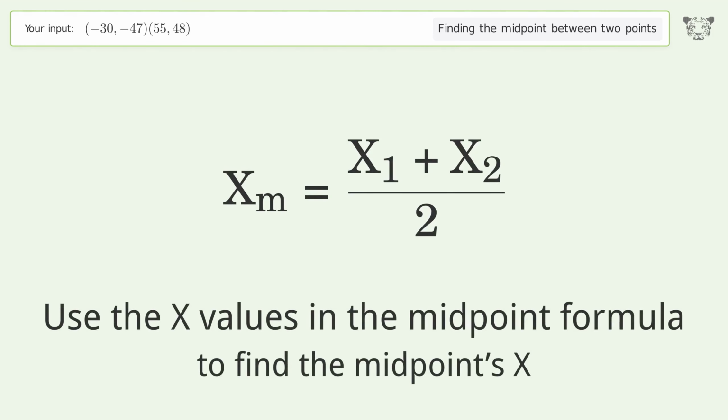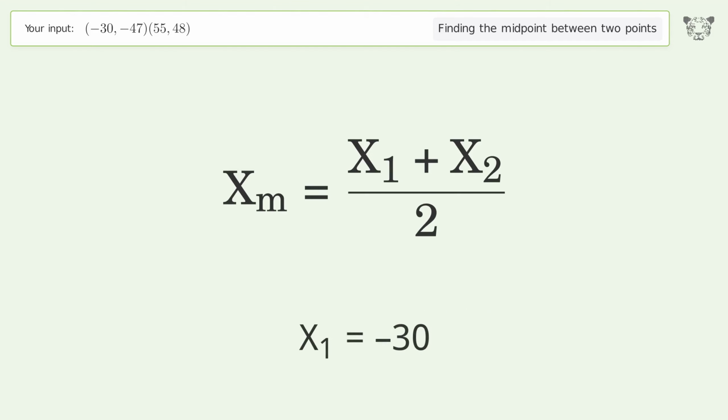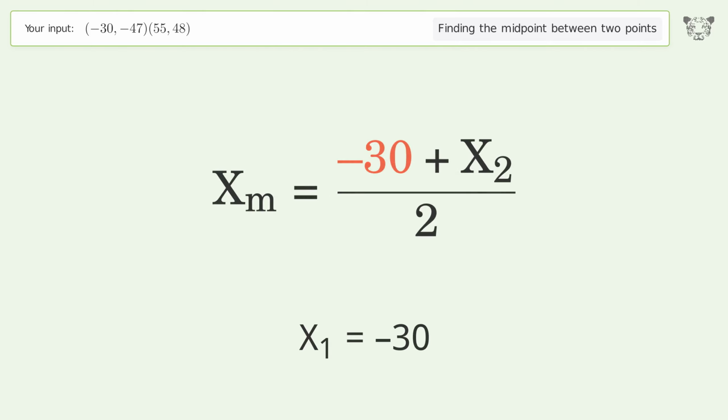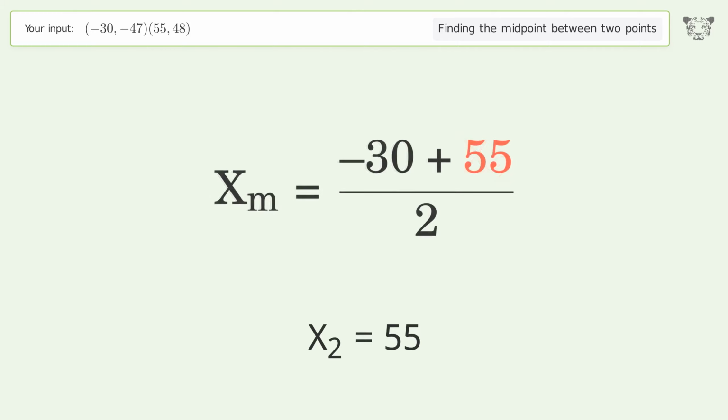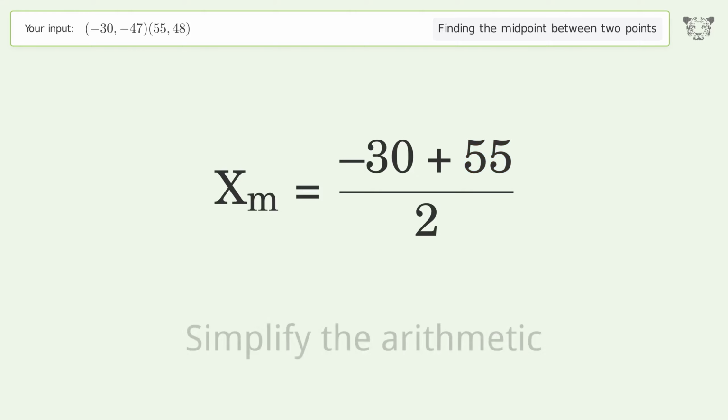Use the x values in the midpoint formula to find the midpoint's x. x1 equals -30. x2 equals 55. Simplify the arithmetic.